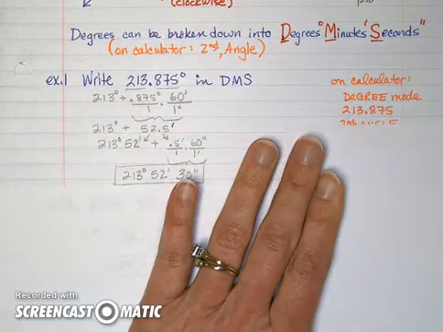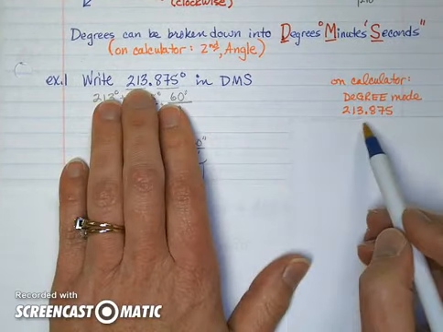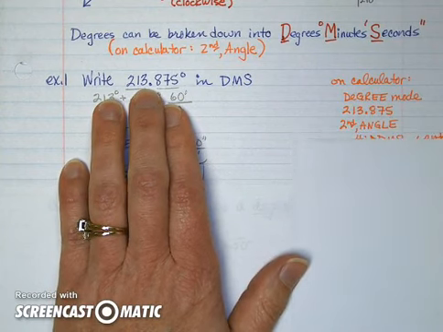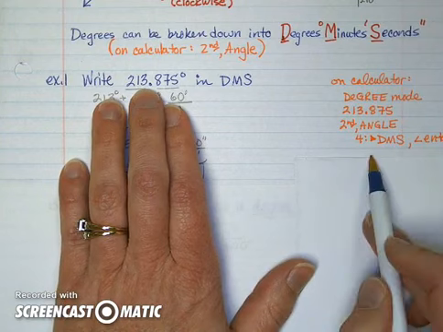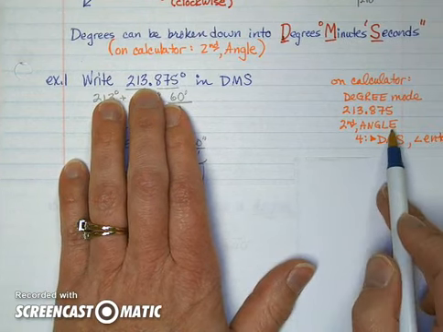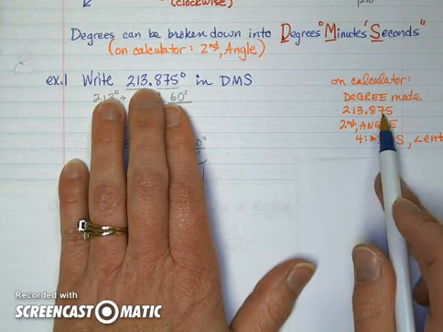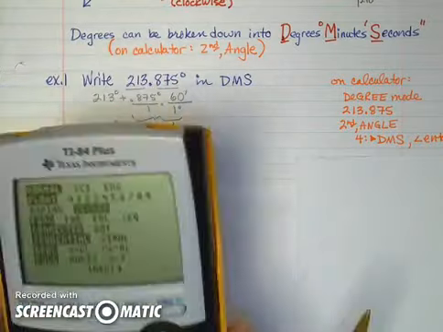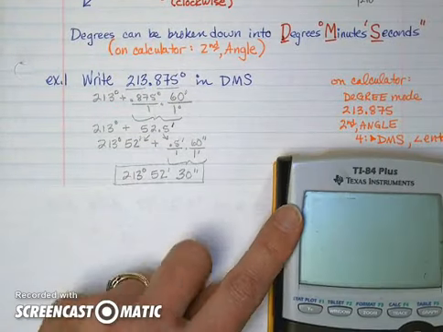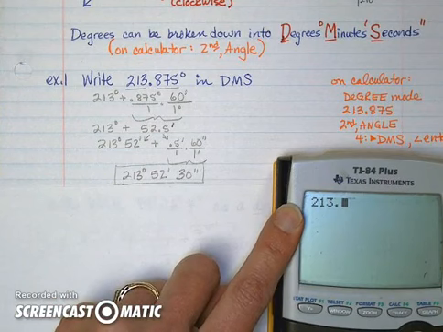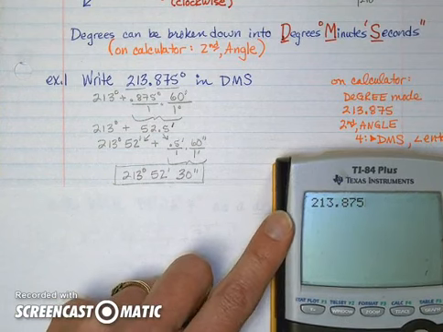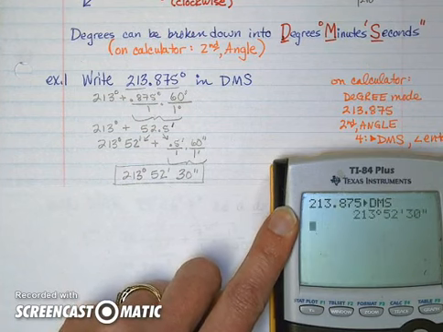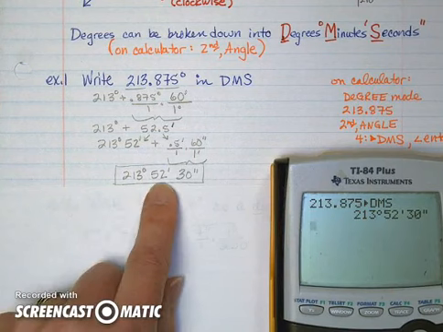Then you would type in 213.875. You go to second angle and you select the DMS. You want it to convert that 213.875 to degrees, minutes, and seconds, and it will do that for you. Okay, let's try it. So if I put 213.875 and I go to second angle and I select number 4, it will give me my 213.5230.